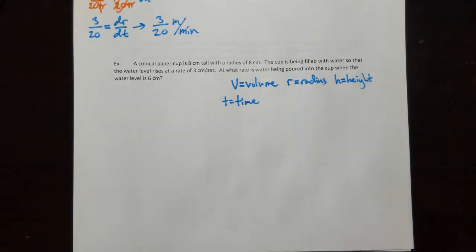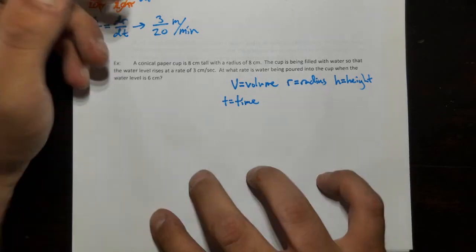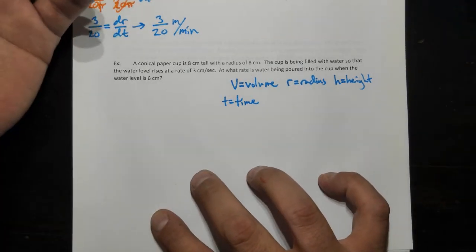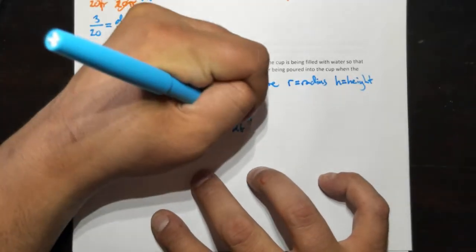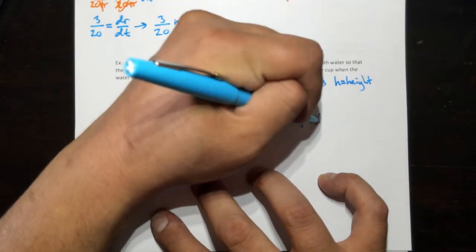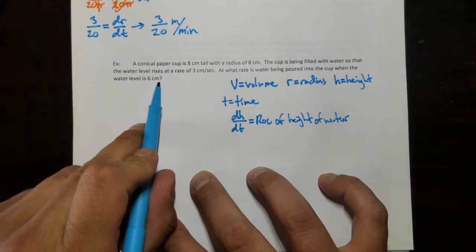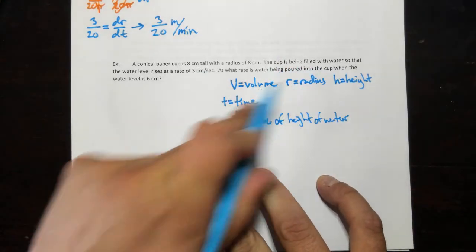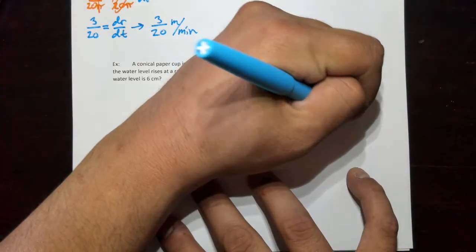All right. Now let's talk about our derivatives. What are our rates of change here? Well, we have dH dt, because it's the rate of change of the height. So rate of change of height of water, and that is given as 3. The cup is being filled with water so that the water level rises at a rate of 3 centimeters per second. So that's going to be 3.